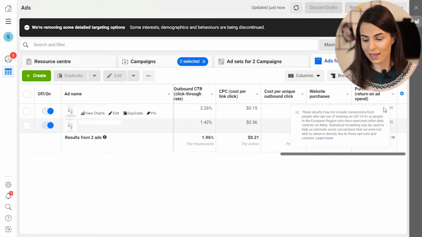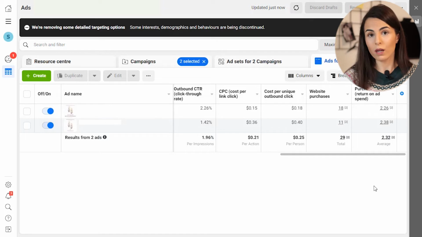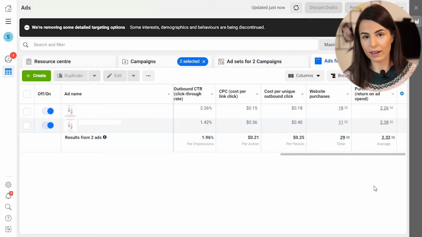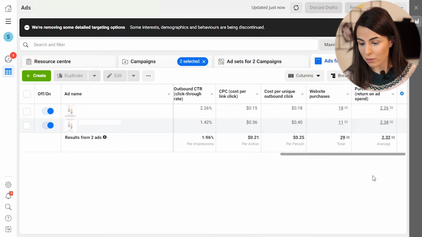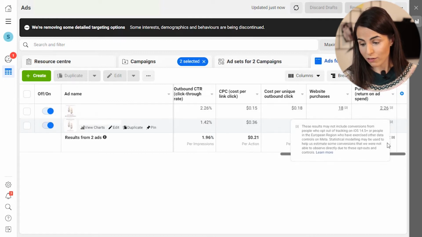So always keep this in mind. The first metric I look at in any campaign is definitely the ROAS, because I want to know which ad is performing better or which campaign is performing better. So in my case, for example, I have two positive ROAS.